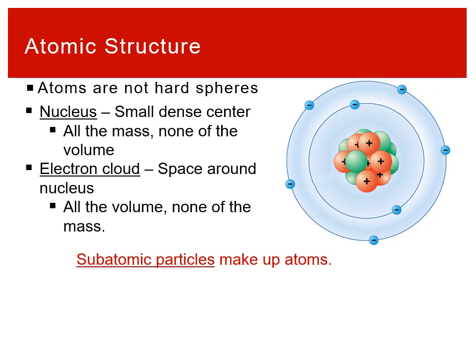So we know that atoms are not just hard spheres. We have a small dense center, that is the nucleus, right? All the mass and the volume, and then the electron cloud is around it. So that's all the space around the nucleus, all the volume, none of the mass.